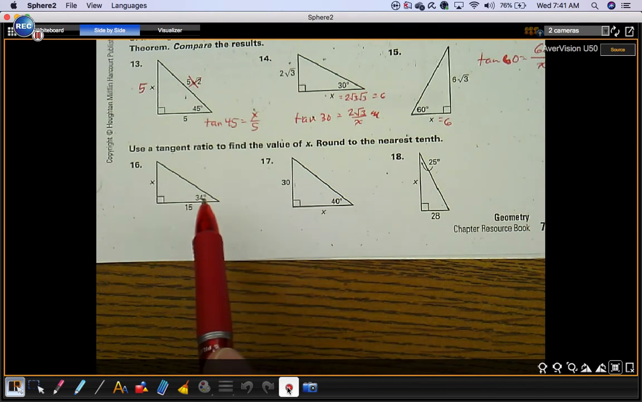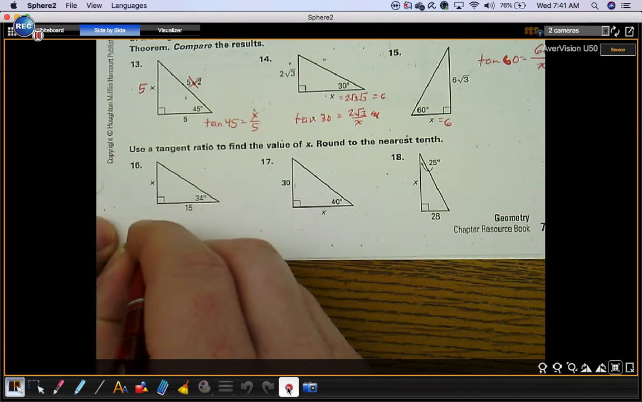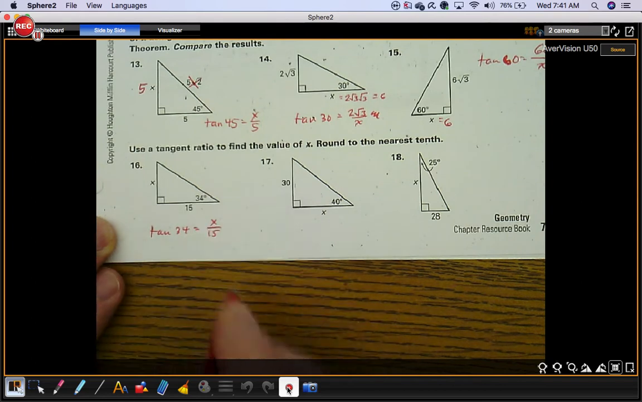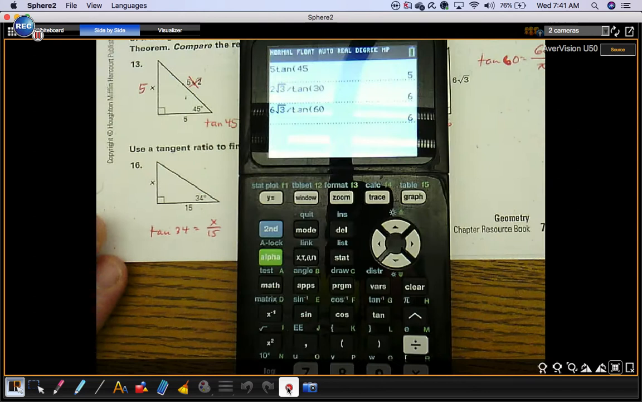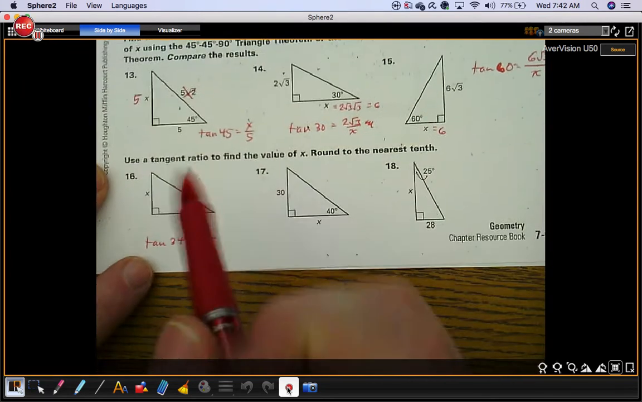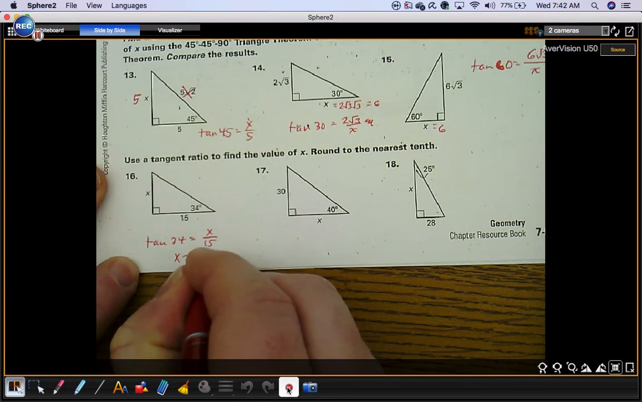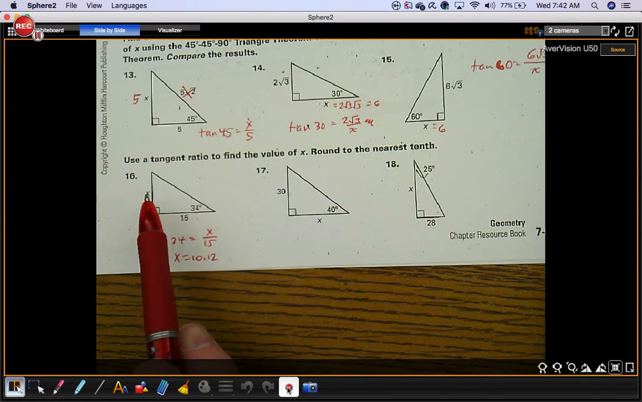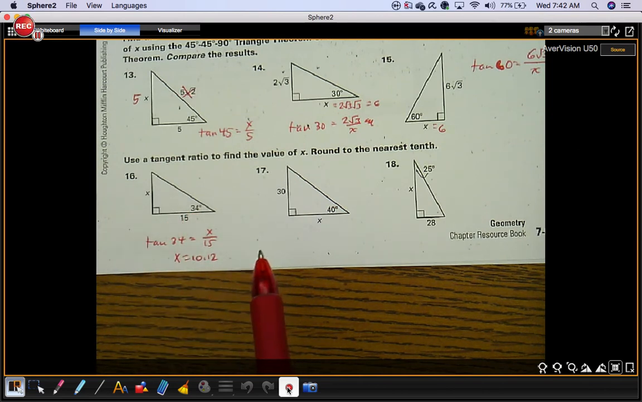So we'll do this one together. Tangent of 34 equals your opposite over your adjacent. Variables up top, you multiply. So 15 tan 34 gives me 10.12 because my third digit is 5 or bigger. This answer makes sense to me. This is less than 45, so this better be the smaller of the two legs, and it's less than 15, so I know I'm okay.